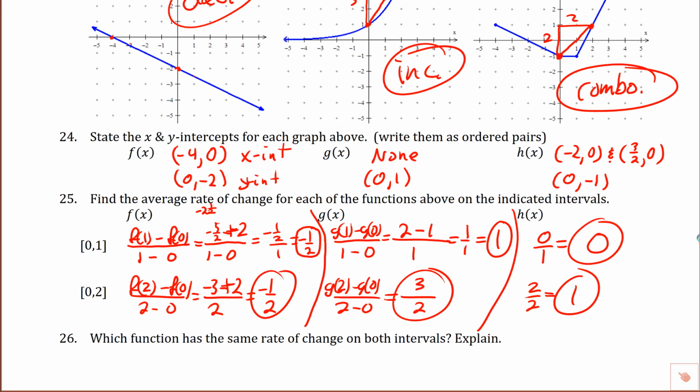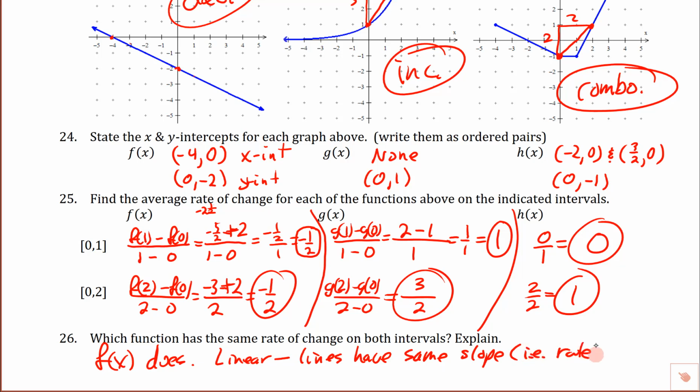Now, one last thing I want to look at here is it says which function has the same rate of change for both intervals. Well, this one right here does, so that's going to be f of x. Okay. And what's the reason for that? Well, it's a line. A line is going to have the same rate of change, the same slope everywhere. Okay, so we'll put it's linear, and lines have same slope, i.e. rate, everywhere.